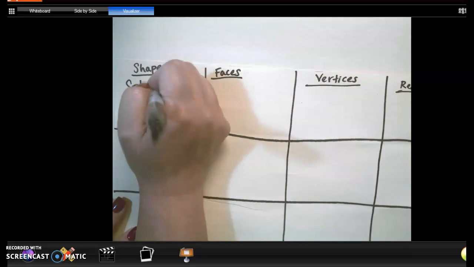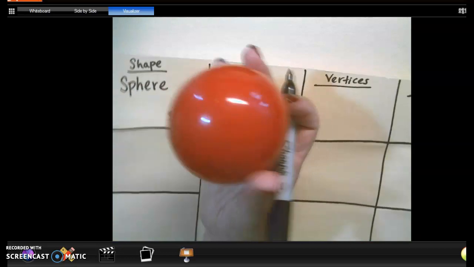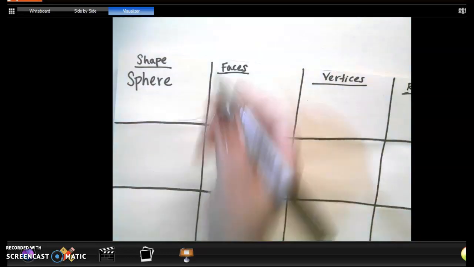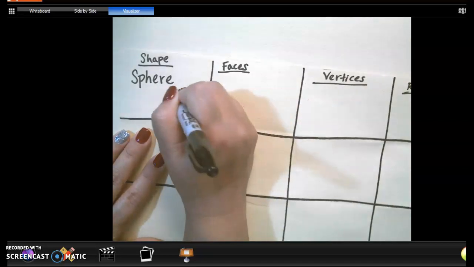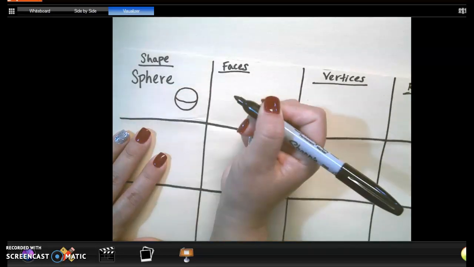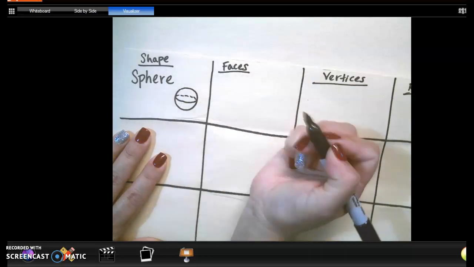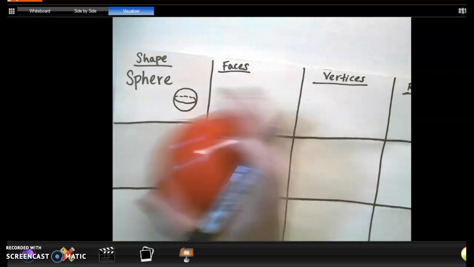Sphere. This is how you write sphere. Okay? And this is what a sphere looks like. It looks kind of like a ball, right? So this is the way I draw a sphere. I just do a circle. And then I draw a line in the middle, a solid line. And then I draw a broken line on the back. Okay? So that's the drawing of the sphere.